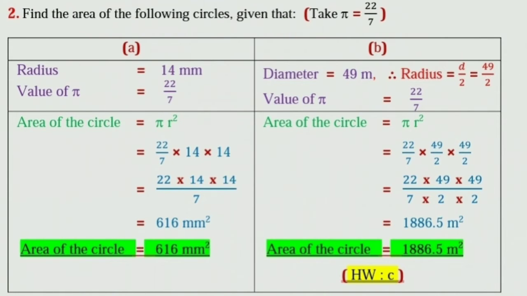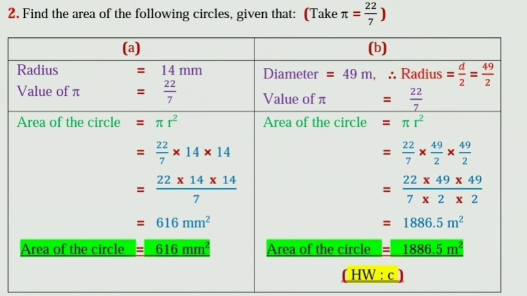Sum number 2. Find the area of the following circle. Given that the value of pi is again 22 by 7. A. Radius is equal to 14 millimeter and the value of pi is equal to 22 by 7. Now area of the circle is equal to pi r square. Now substitute the values: 22 by 7 into 14 into 14. After simplifying this, we will get 616 millimeter square. Therefore, the area of the given circle is equal to 616 millimeter square.